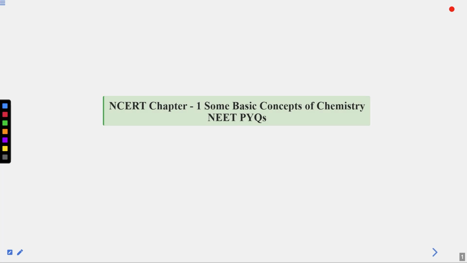Today we will see the NEET PYQs for chapter 1, some basic concepts of chemistry. Okay, so let us see the PYQs of this NEET thing.